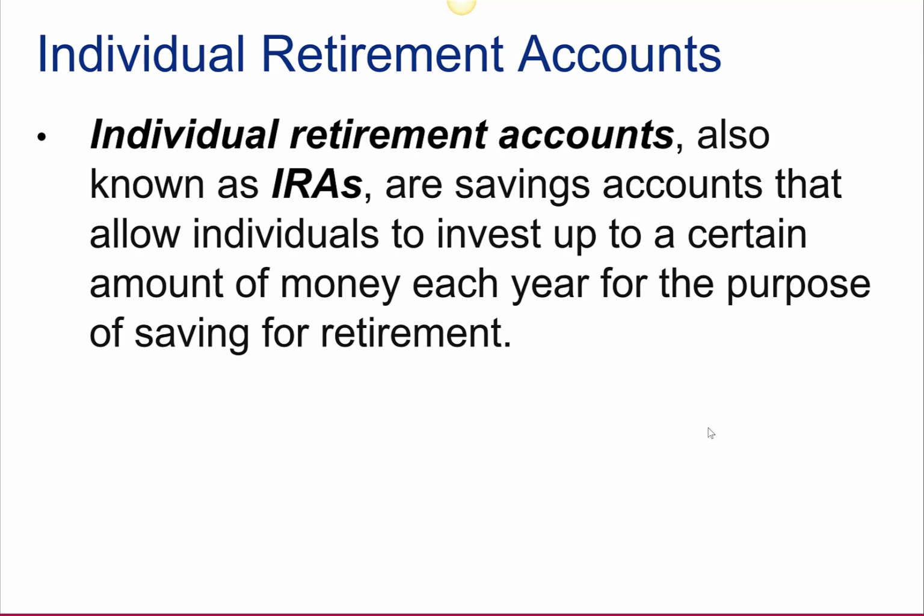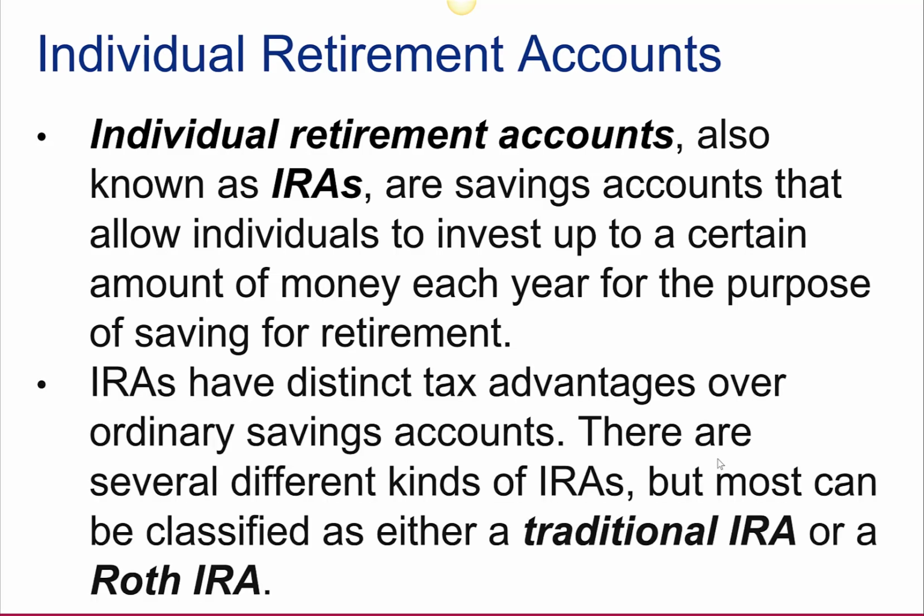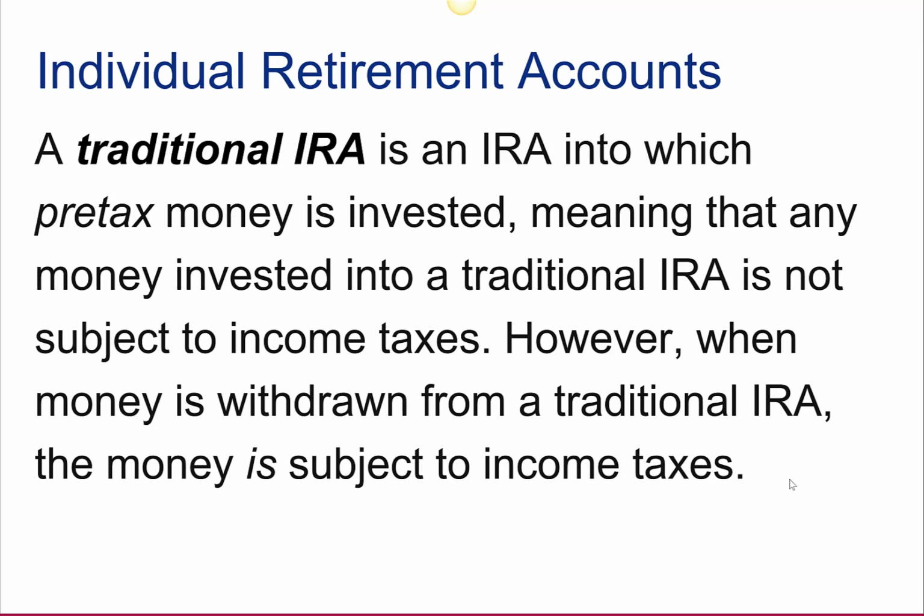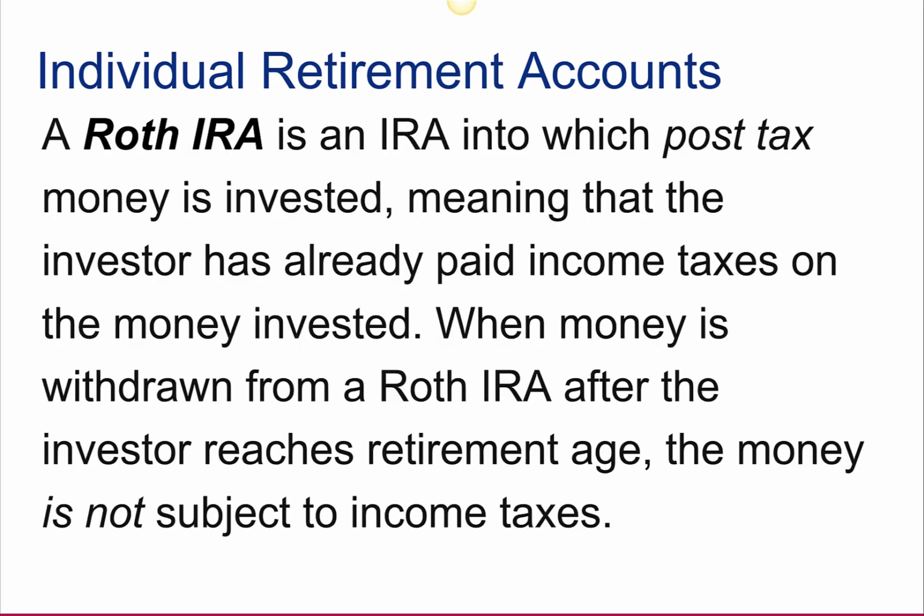Individual retirement accounts are known as IRAs. These are savings accounts that allow individuals to invest up to a certain amount of money each year for the purpose of saving for retirement. They have distinct tax advantages over ordinary savings accounts. There are two types. You can have a traditional IRA or a Roth IRA. Traditional is an IRA into which pre-tax money is invested, meaning that any money invested is not subject to income tax. However, when the money is withdrawn from the traditional IRA, the money is subjected to income tax. The Roth is the opposite. You invest post-tax money, meaning the investor's already paid income tax on the money, but when the money is withdrawn from the Roth IRA, the money is not subject to income tax.